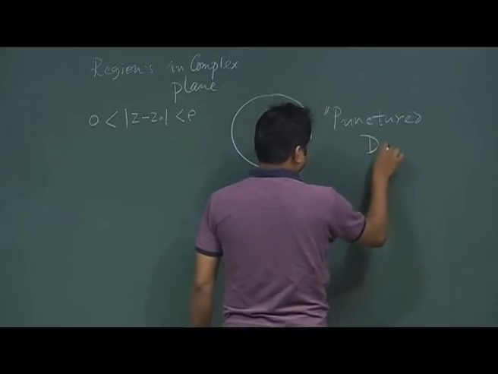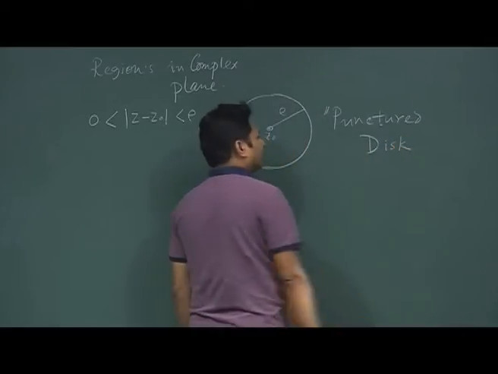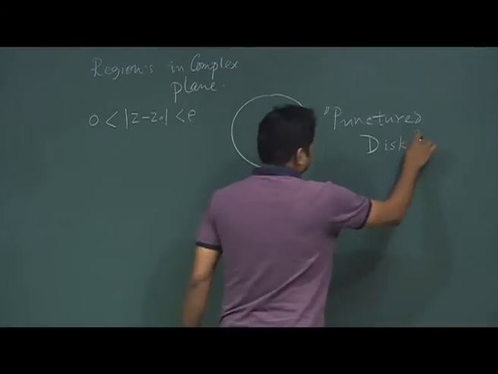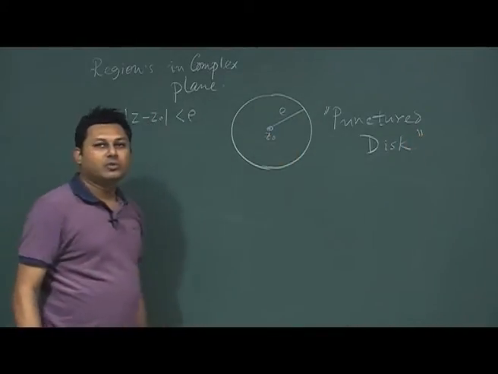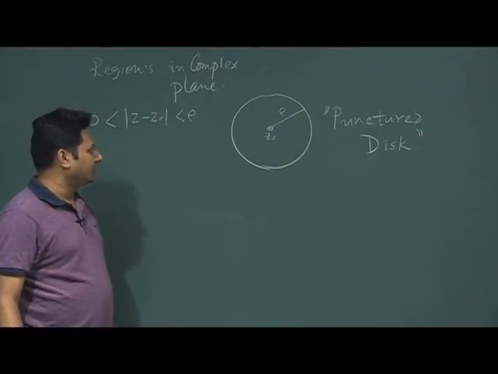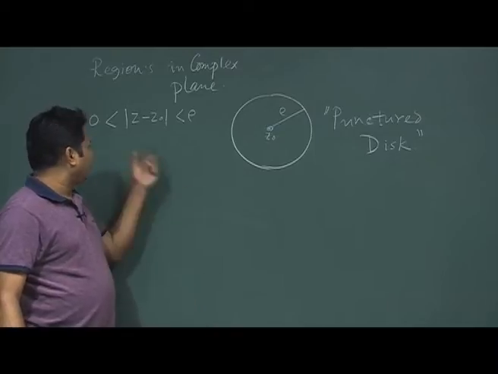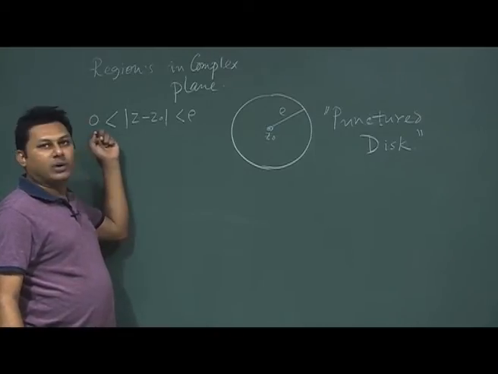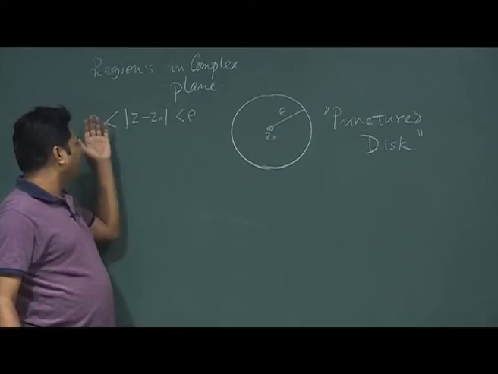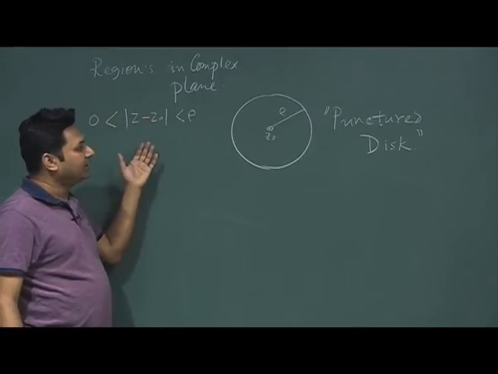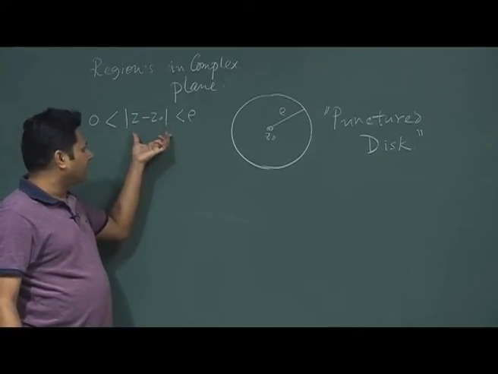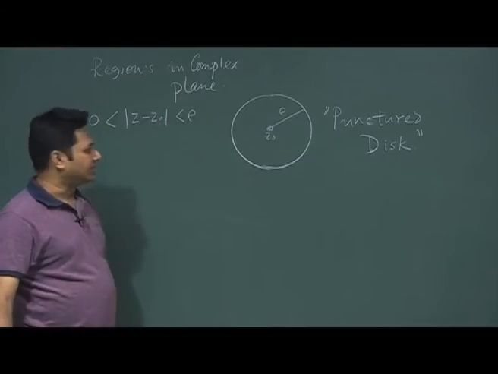Punctured disk. It seems that something is punctured here, because this point I am not going to take, that is why it is called a punctured disk. So, if I exclude the z0 point, then I have a punctured disk. If I do not exclude this point, I will have something which is in the neighborhood of z0. This is the thing. Okay.